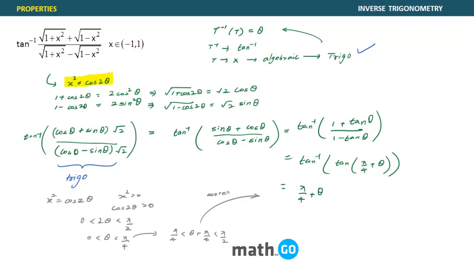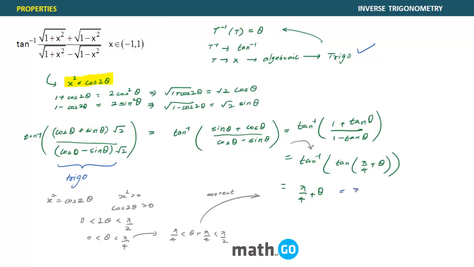Why can I say this answer is correct? Because it lies in the principal value branch of tan inverse. The principal value branch of tan inverse is minus pi by 2 to pi by 2, and this range is a subset of that. So that makes complete sense. This is the answer. Now just put the value of theta back.